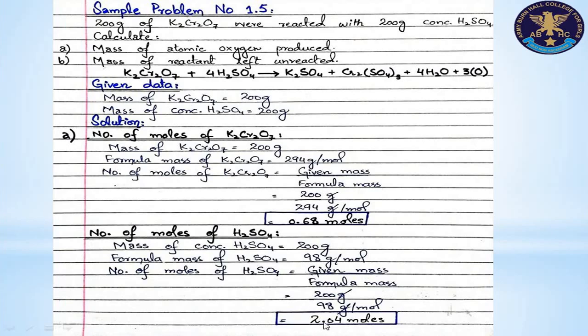You have to make one correction in your book, that at this step they have written the molar mass of this sulfuric acid equal to 294, but it's wrong. The molar mass of this sulfuric acid is equal to 98 grams per mole.